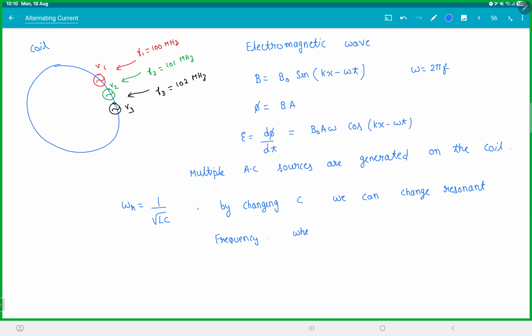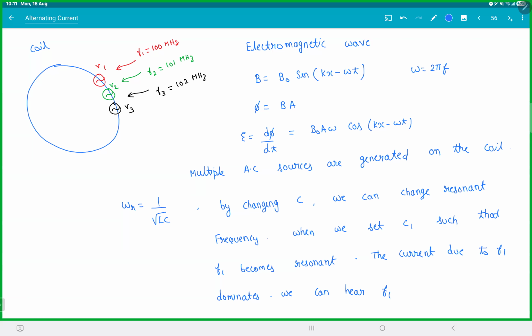So when we set C1 such that F1 becomes the resonant frequency, and what happens at resonant frequency? You generate maximum current. The current due to F1 dominates. That particular signal is converted into voice or whatever.